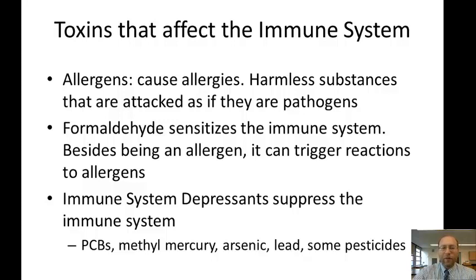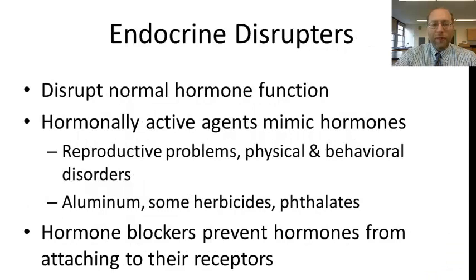And also, other toxins are immune system depressants, and they suppress the immune system. And when the immune system is suppressed, that means that you can come down with other diseases. Examples of these are PCBs, methylmercury, arsenic, lead, and some pesticides. Then we come to the category of endocrine disruptors. These disrupt the hormones in the endocrine system.